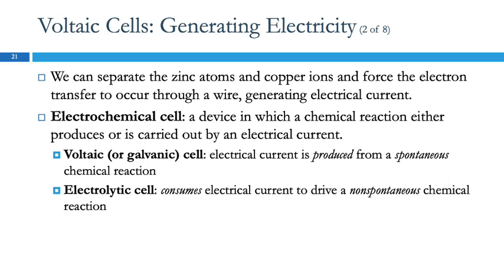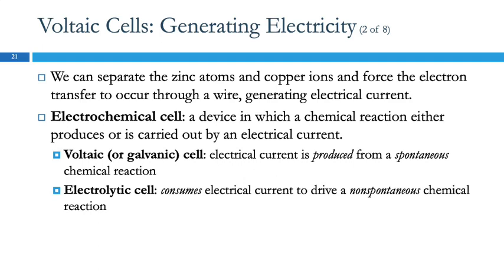So we can separate the zinc atoms and the copper ions. There was no wires there, right? The transfer of electrons was happening directly between the atoms and ions. If we separate them and connect these two things with wires, we can get the electrons to move through the wire, generating an electric current, and then we can get that to do work for us. So that is called an electrochemical cell.